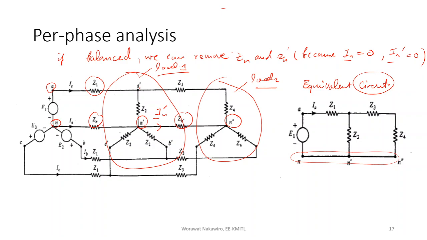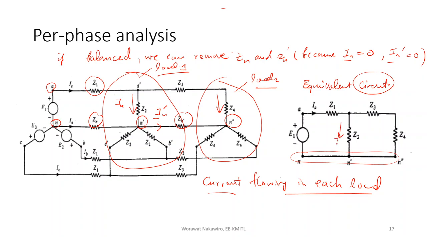So if the problem asks you to determine the current flowing in each load, what's the quantity here? The current flowing in each load means the current flowing inside each of these loads. This means these two quantities. Now you can see that determining these two currents is the same as determining the current from this picture. In order to find IA here, it's the same as computing the current flowing inside this phase, IA.